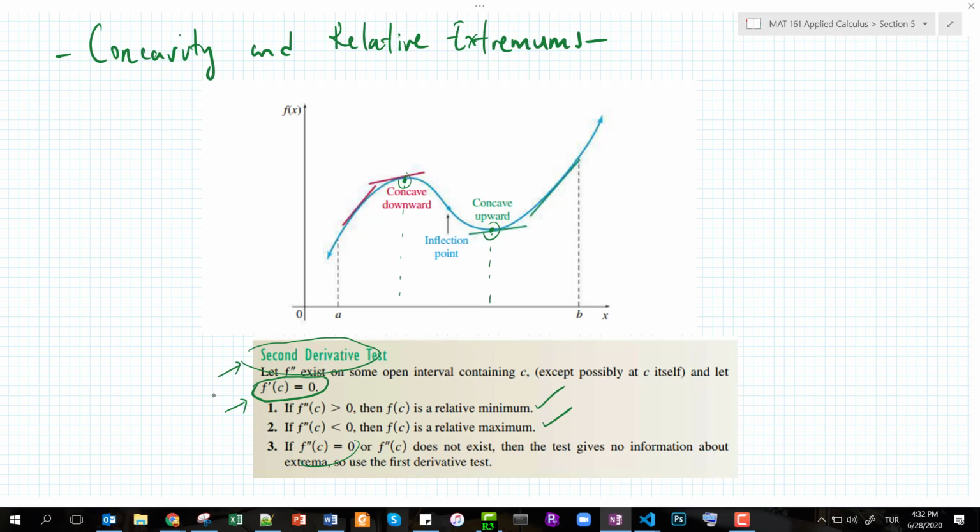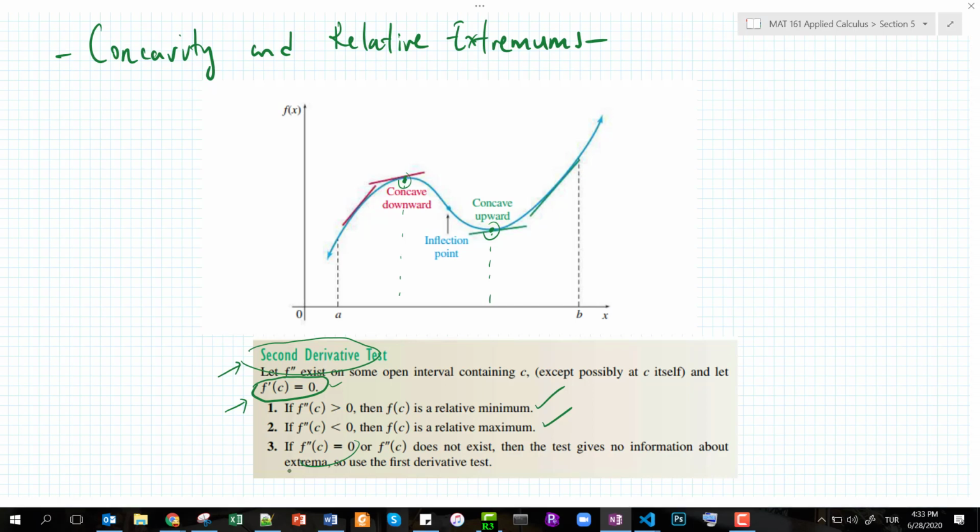If you don't want to use the first derivative test, this is easier and simpler, since you are not checking the intervals. You are just checking the critical points where the derivative is 0, as well as whether the second derivative sign is positive or negative, to give the relative minimum and maximum.